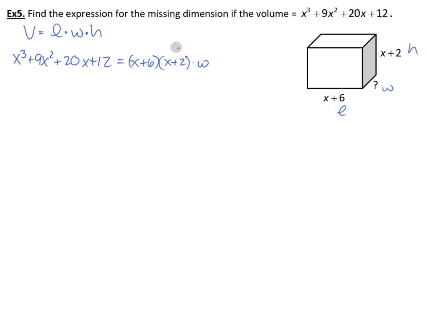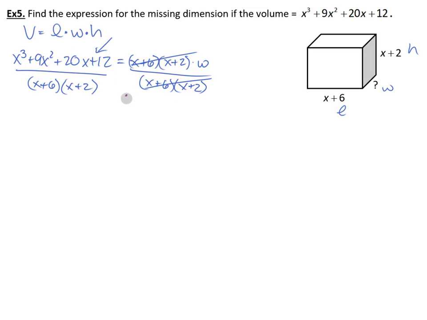Well, if I'm trying to solve for w and these 2 things are being multiplied by it, we would need to divide by x plus 6 and x plus 2. So there's 2 ways of doing this. You could multiply x plus 6 and x plus 2 together, get the quadratic, and then do long division, because you'd have to use long division if your divisor is a quadratic. Or, probably the better method here, both of these factors I can do synthetic with. So I could also do synthetic division twice. So that's my preferred method.